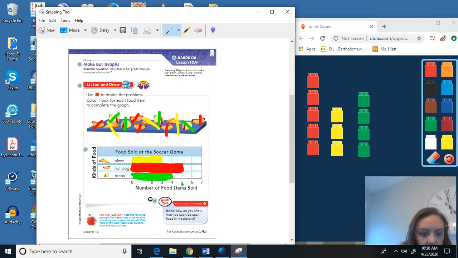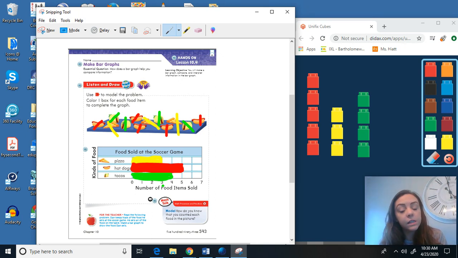Okay, so it says, Dan keeps track of the food he sells at the soccer game. He sells all the food on the table. Make a bar graph to show the food Dan sells. Okay, so that's what we did. I just want to make sure. Okay, so that was the one we did. So I'm going to ask you another question. How many hot dogs and pieces of pizza were sold at the soccer game?